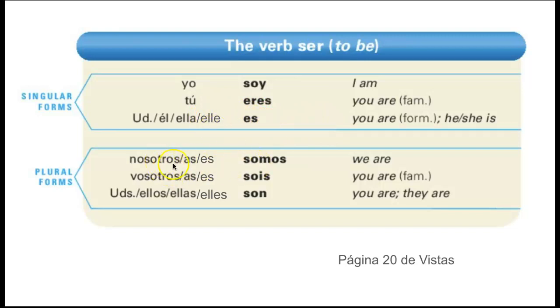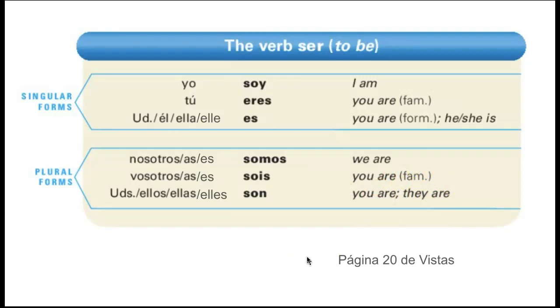Nosotros somos. Nosotras somos. Nosotres somos. We are, right? Vosotros, vosotras, vosotres sois. You are, right? Only used in Spain and the northern and central region of Spain. In all the other countries, we use ustedes. Ustedes son, for you are. You all are. We're referring to plural. Ellos son, ellas son. They are. Okay? So email me if you have questions about this.